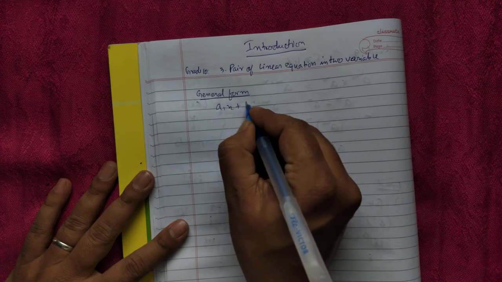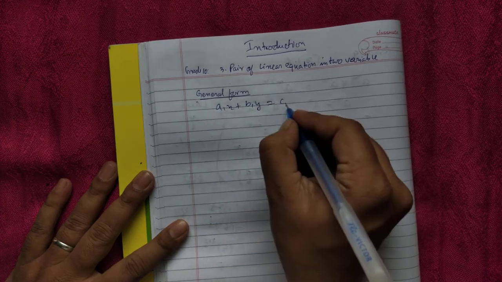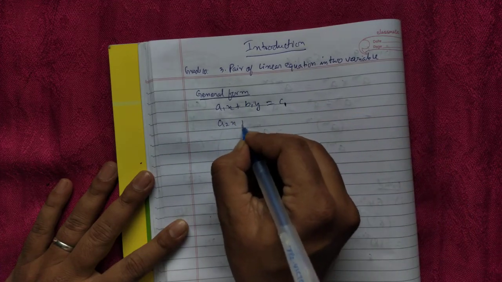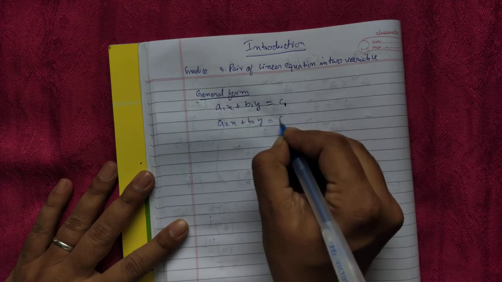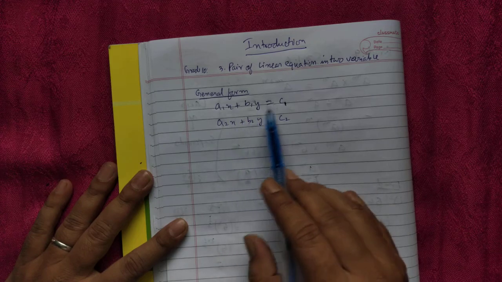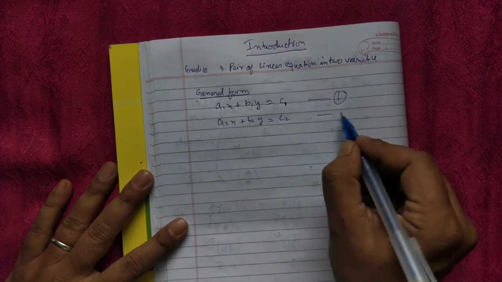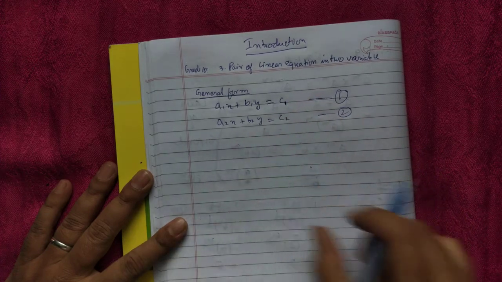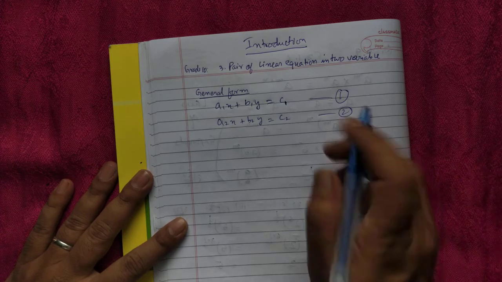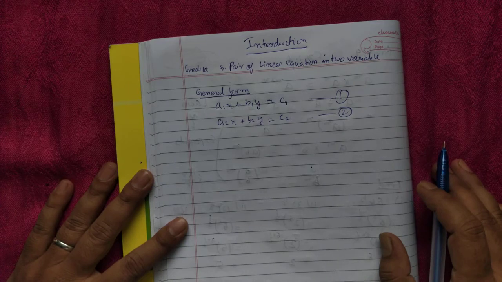a1x plus b1y equal to c1 and a2x plus b2y equal to c2. Last year you did only one equation. You are going to do two equations this year. This is equation 1, this is equation 2. So this is the general form of a linear equation in two variables. Two variables means we are using x and y. It can be other alphabets also, any two alphabets.